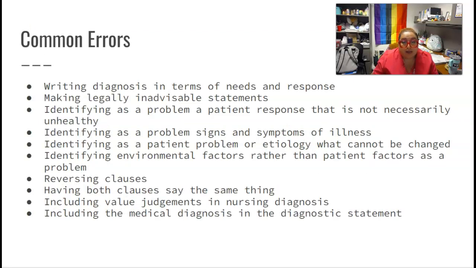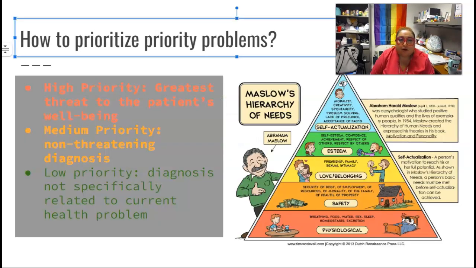Next are common errors when formulating nursing diagnoses or analyzing the information you have. So how do we prioritize these problems? We call them priority problems because they have a level of how we should take care of them. This is where you learn Maslow's hierarchy of needs, and I think you learned it in your health promotion hybrid lesson. But knowing that physiological and safety are likely the most important, and then everything else is low priority.